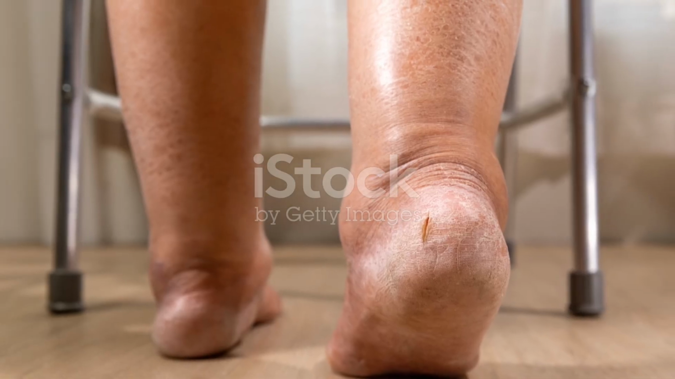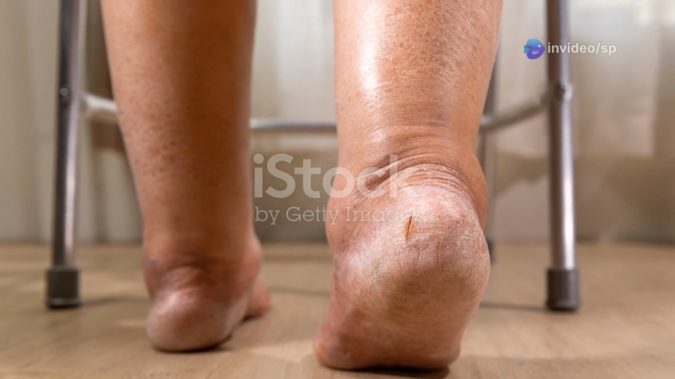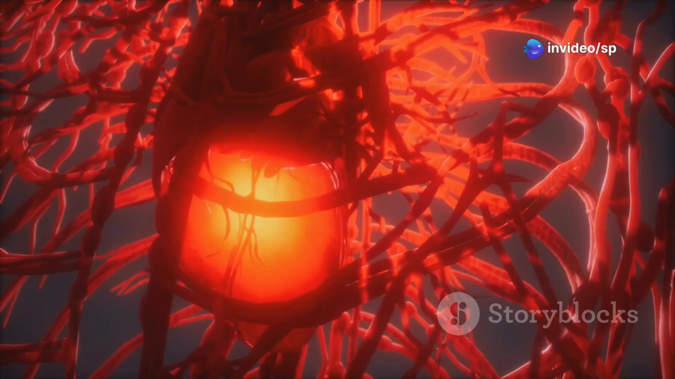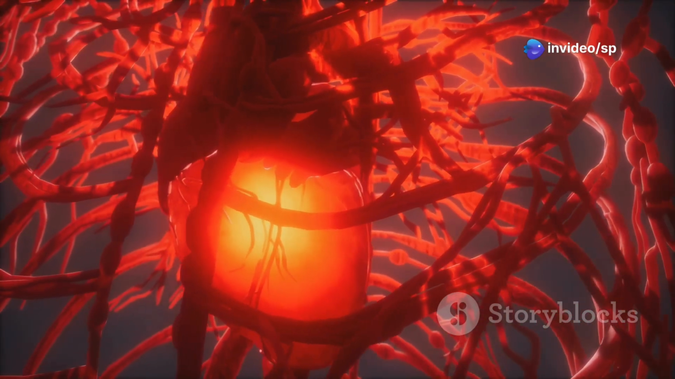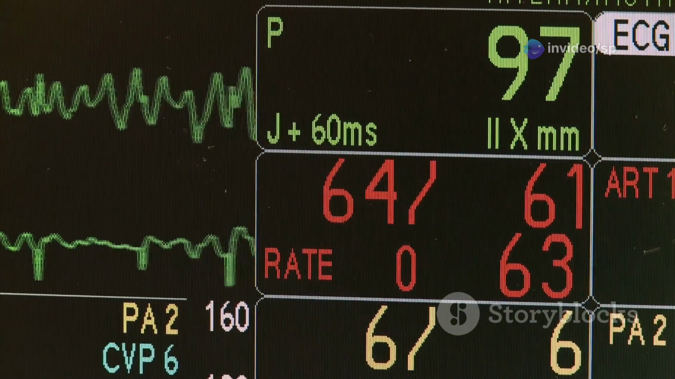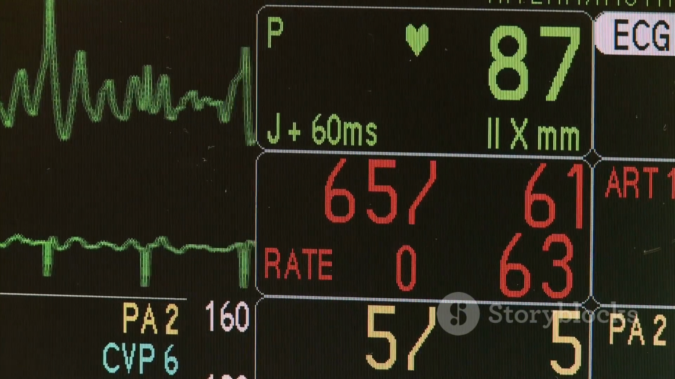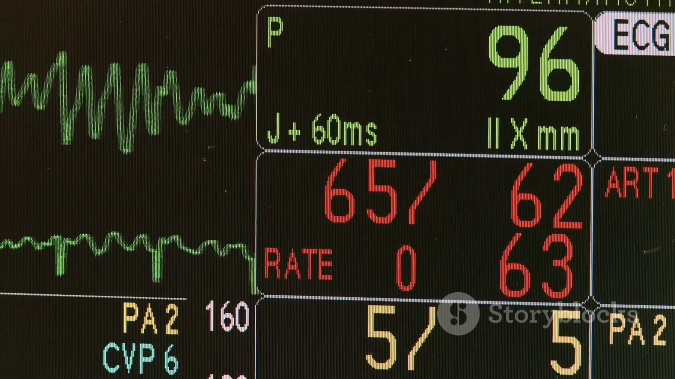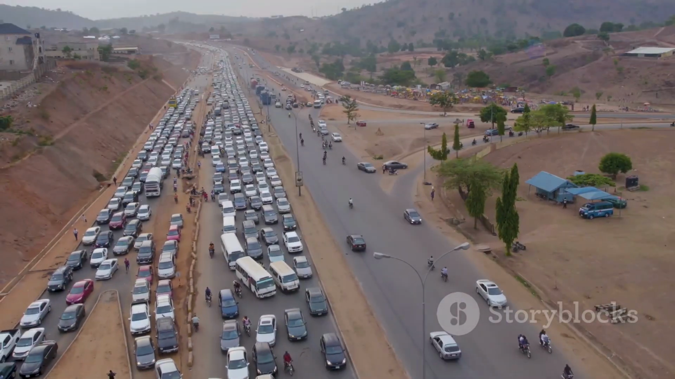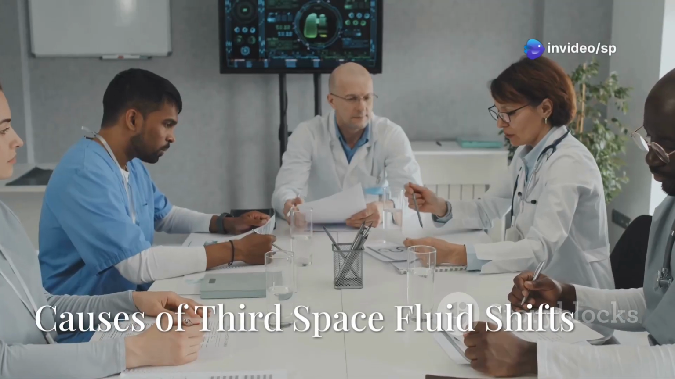This fluid buildup in the interstitial space leads to swelling, also known as edema. The circulatory system is now lacking fluid. This leads to a decrease in blood volume and pressure, impacting the body's ability to deliver oxygen and nutrients effectively. Think of it as a traffic jam in your blood vessels.